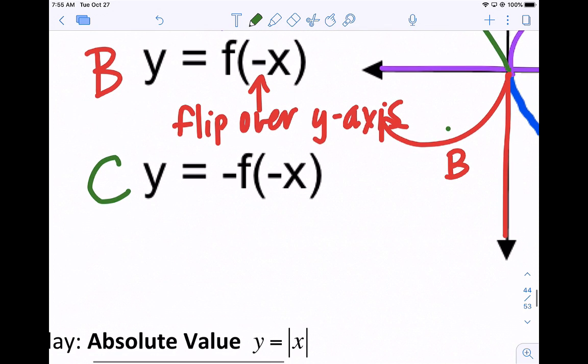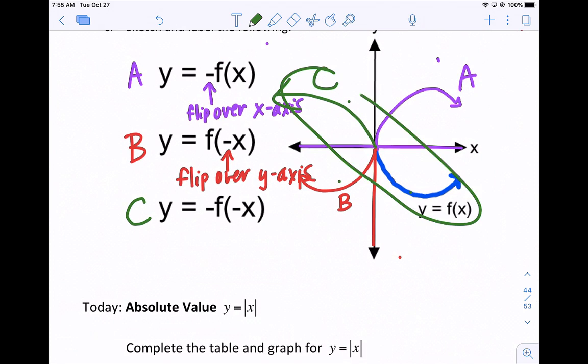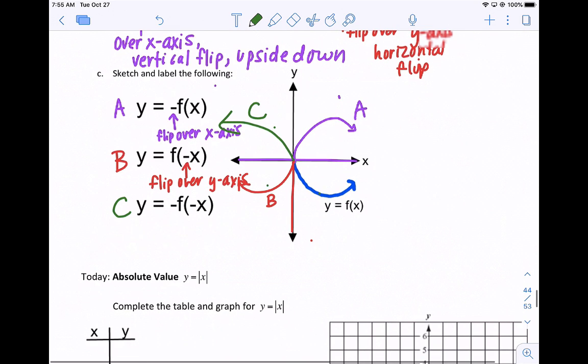And then if you have the negative in front of the function and in the parentheses, it's a flip over both, and it's kitty corner from the original, or diagonal from the original.